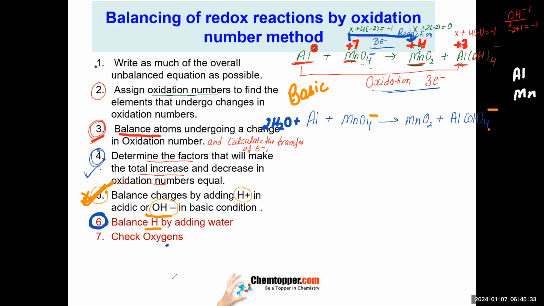Now check oxygens. Check whether your oxygens are equal. Check oxygens on this side, on the left side. 2 plus 4, 6. This 2, 4. And how many on this side? So it means we have not done any error in balancing of the equation. And this is the perfectly balanced redox reaction using oxidation number method. Is it okay?